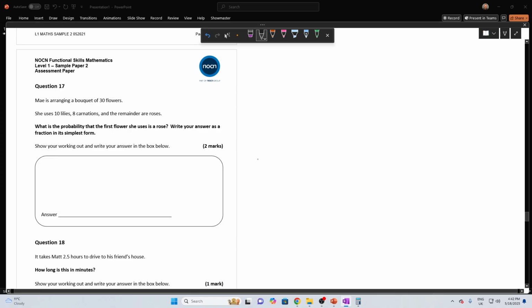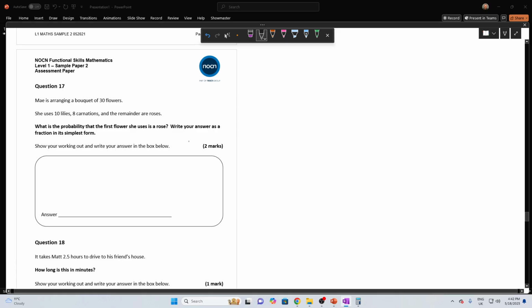Then question 17. May is arranging a bouquet of 30 flowers. She used 10 lilies, 8 carnations, and 10 remained as roses. What is the probability that the first flower she used is a rose? Write your answer as a fraction in the simplest form.